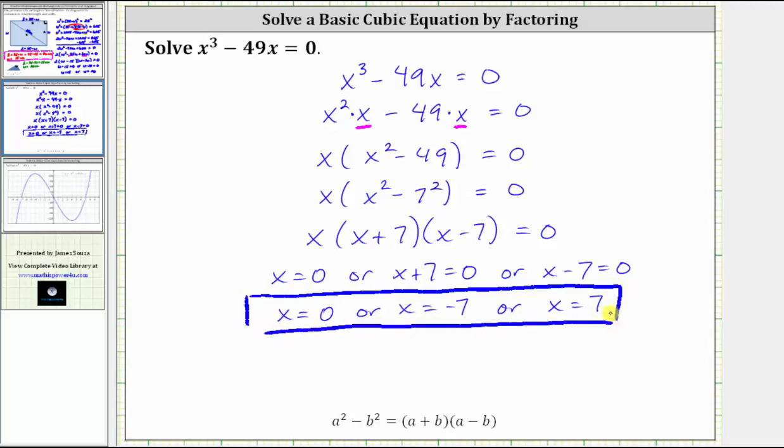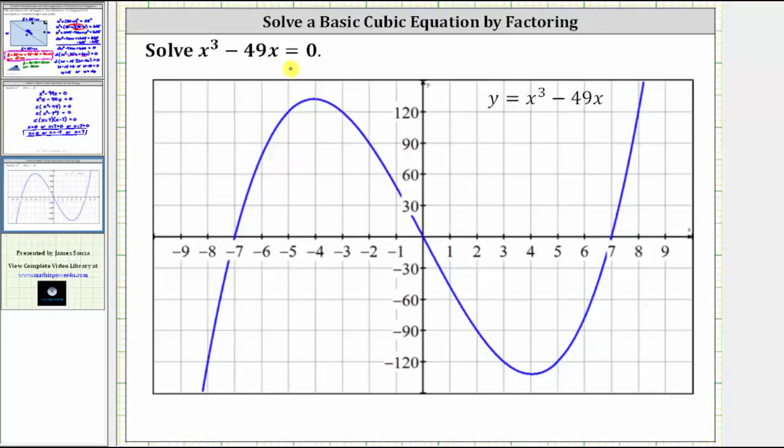Before we go, let's check this solution graphically by graphing y equals x cubed minus 49x. So again, to check our solution graphically, if we're given the equation x cubed minus 49x equals 0, we graph the equation or the function y or f of x equals x cubed minus 49x. Now that we have the graph, we want to find the points on the graph where y is equal to 0. Remember, y is equal to 0 anywhere on the horizontal axis or x-axis, and therefore the solutions will be the x-intercepts or horizontal intercepts of the graph.